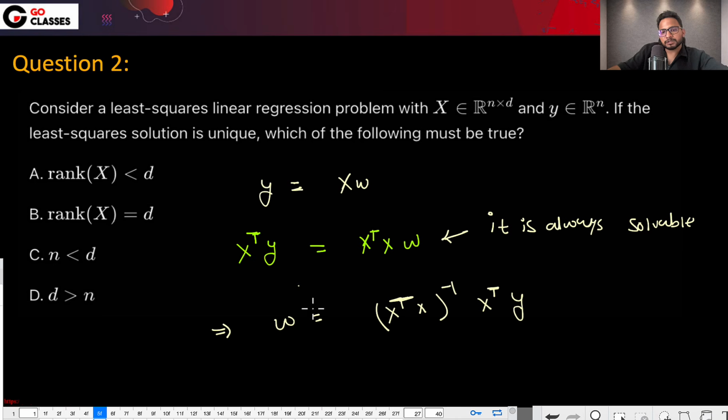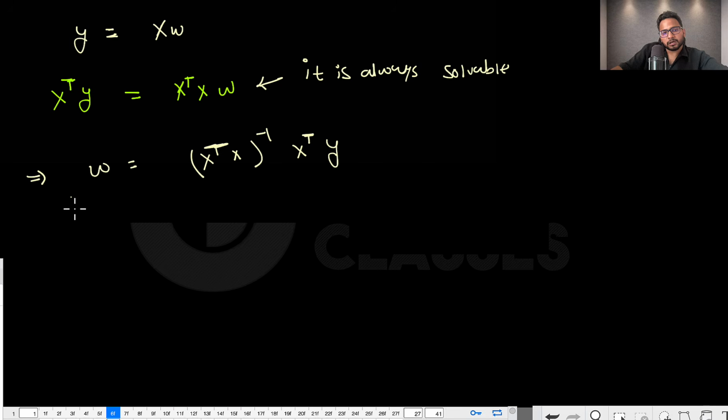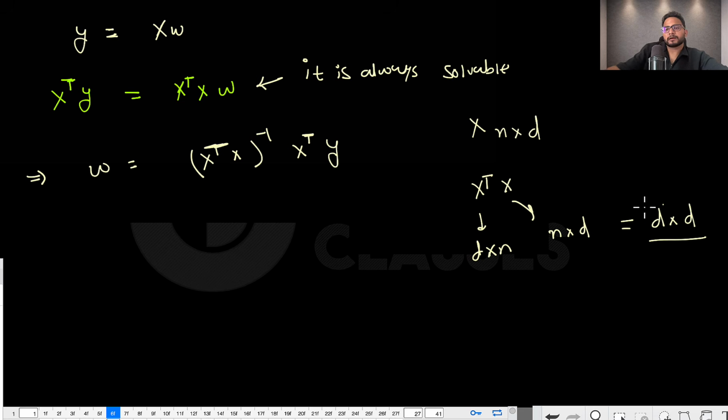Now, in other words, if you want to find the unique solution, in terms of rank, see, X is an n cross d matrix, so X transpose X will be, this is d cross n, this is n cross d, so X transpose X will be d cross d. d is the number of features.